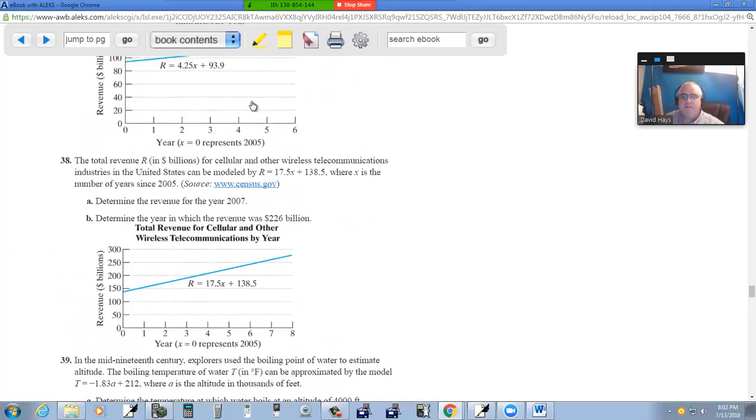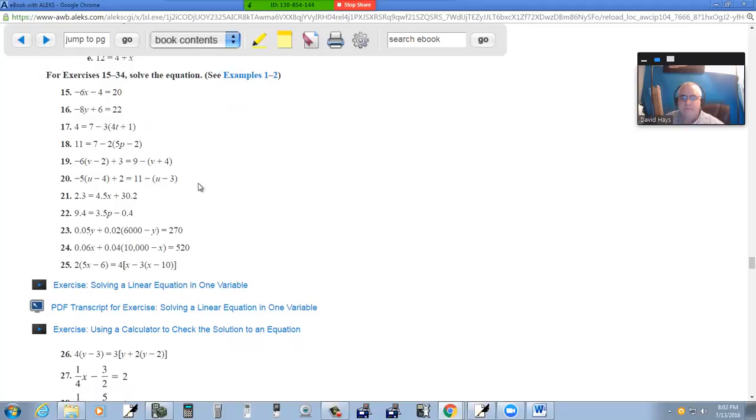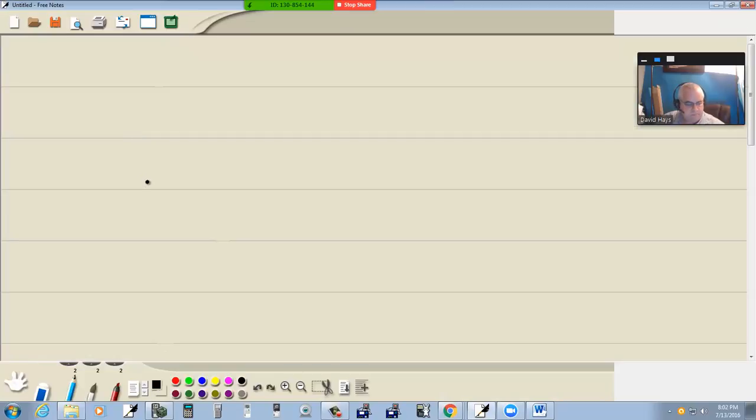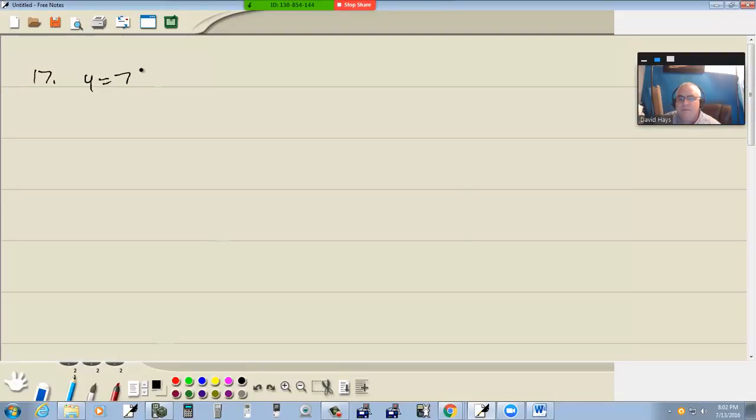Let's take a look at a problem here. I'll look at number 17. We've got 4 equals 7 minus 3 times 4t plus 1. Different variable, but same idea. Now our first step was to get rid of parentheses. And we do this via the distributive property. So we're going to take this negative 3, multiply times the 4t, and multiply times the 1.